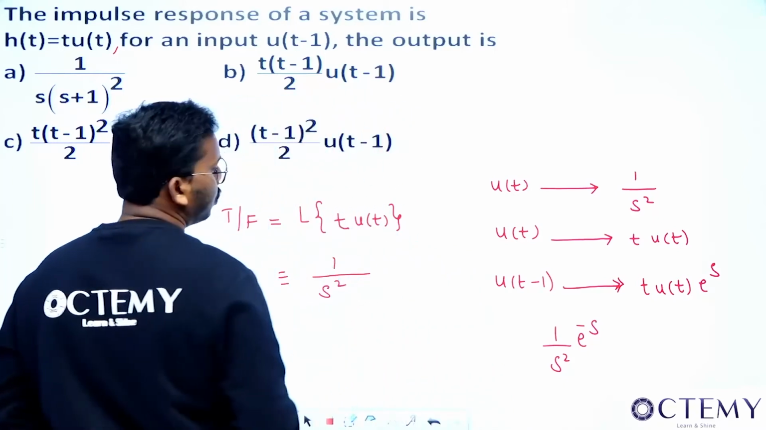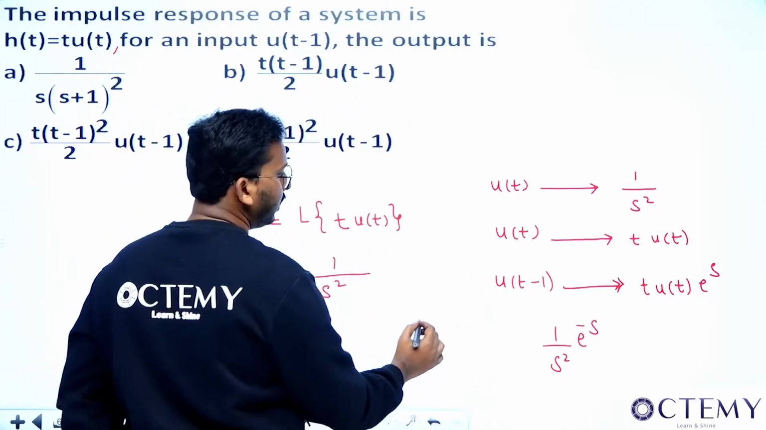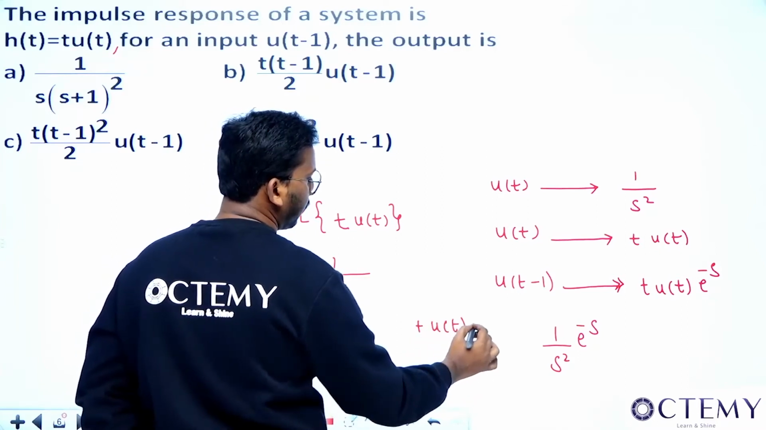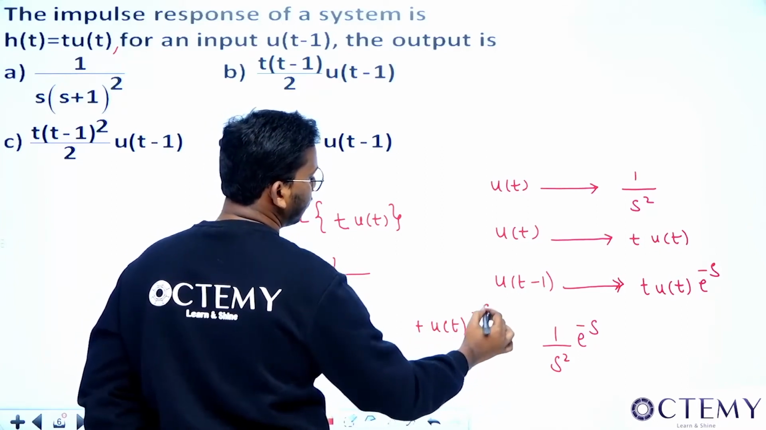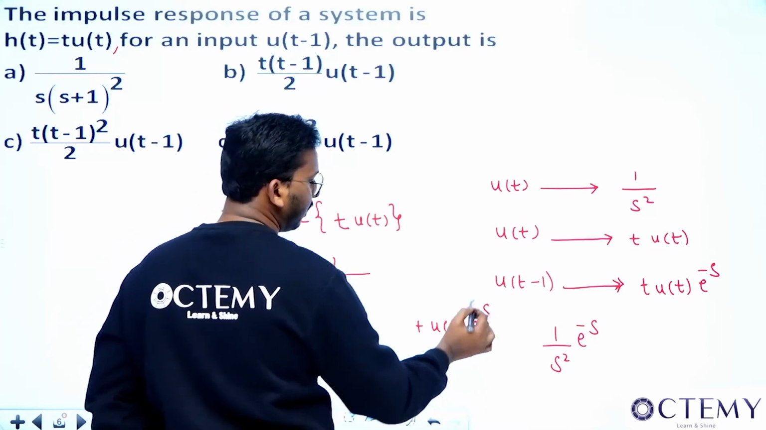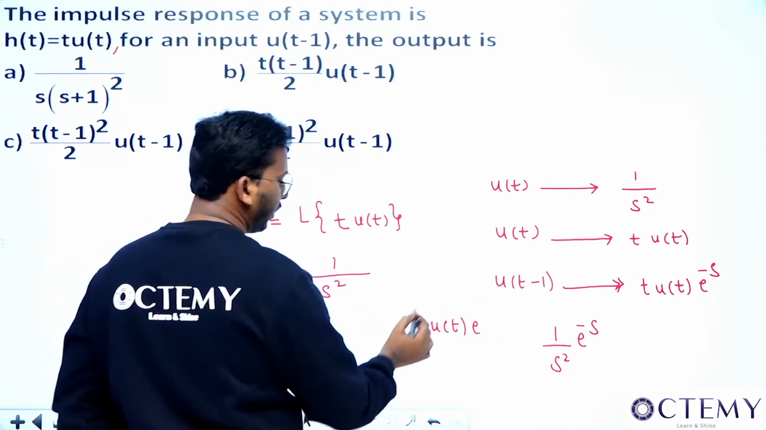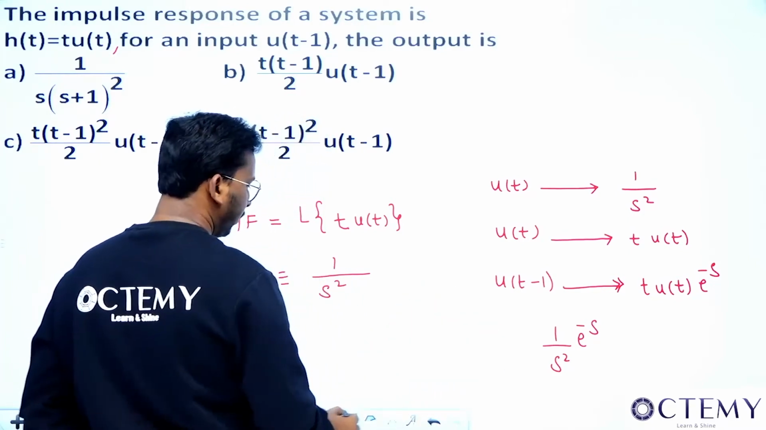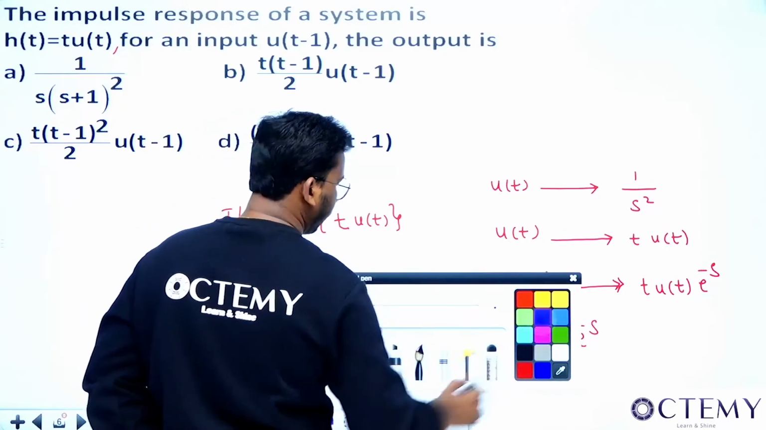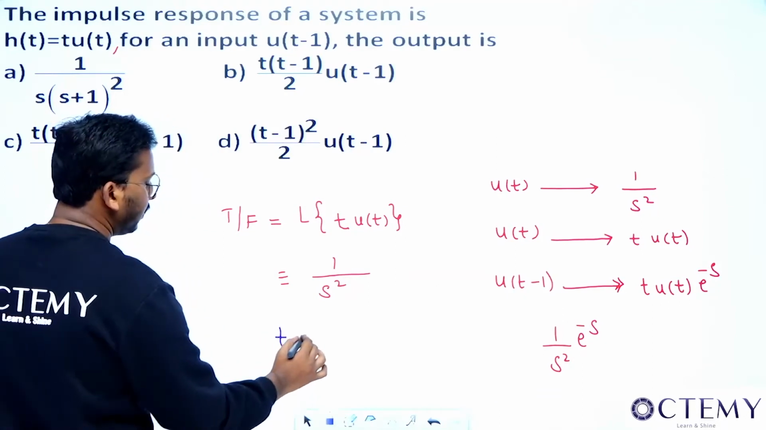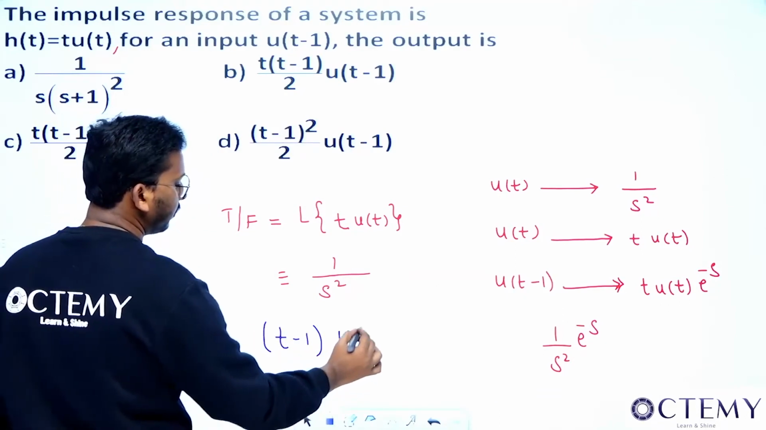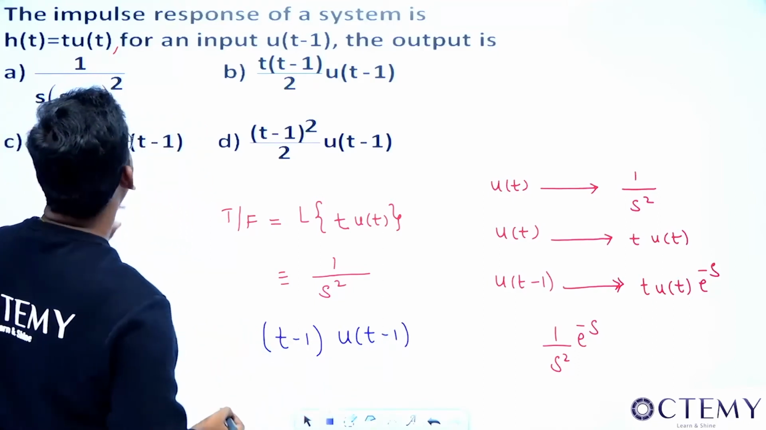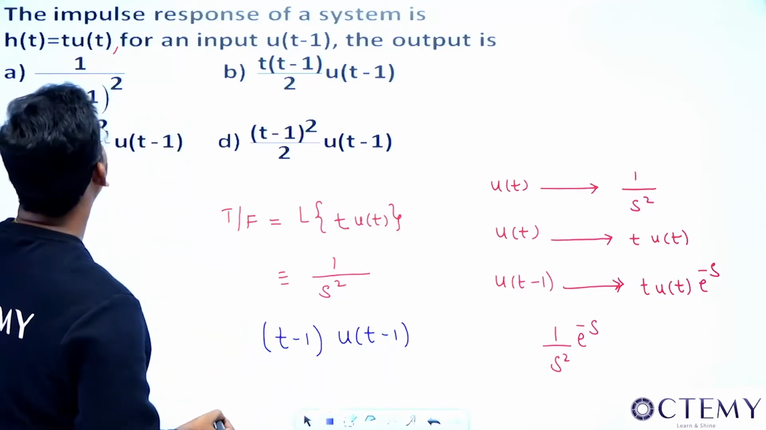1 by s square. So 1 by s square is t u(t) into e power minus s, right? So when this e power minus s is there in that particular Laplace domain, it will become what? The answer would be simply (t minus 1) u(t minus 1) in time domain, isn't it? So (t minus 1) u(t minus 1).